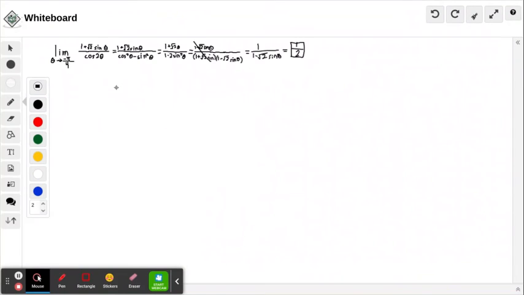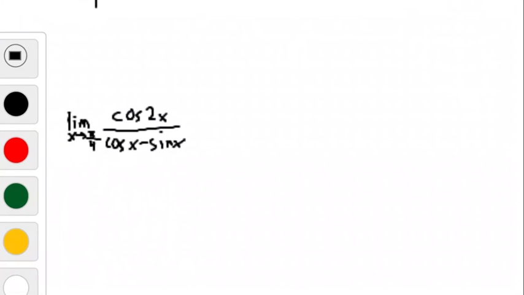Now I will move on to your next example. I'll pause to write it out, and you can come back. Anyways, here's your next limit. I want you to find the limit of cosine of 2x over cosine of x minus the sine of x as x approaches pi over 4.